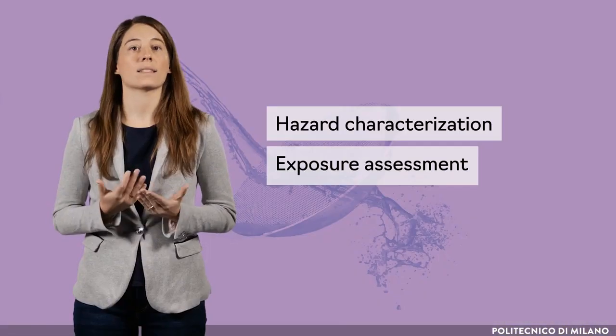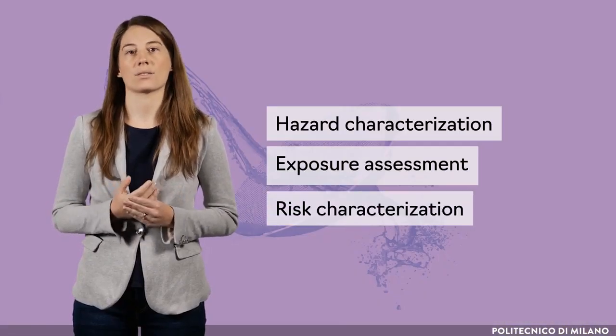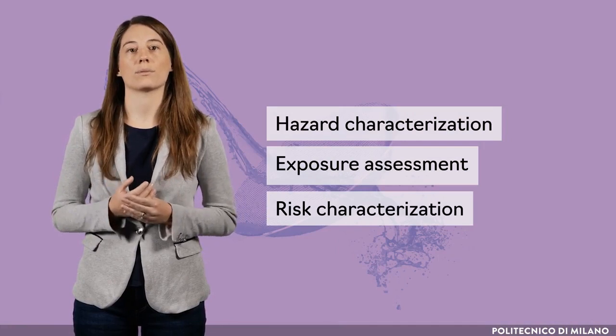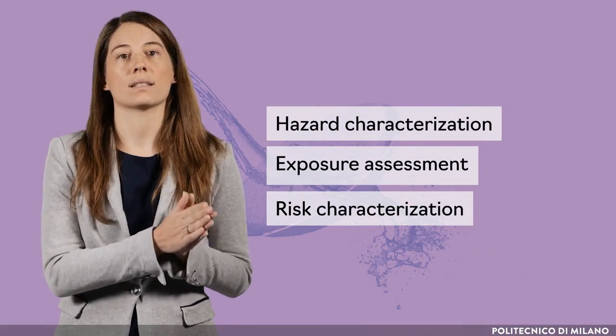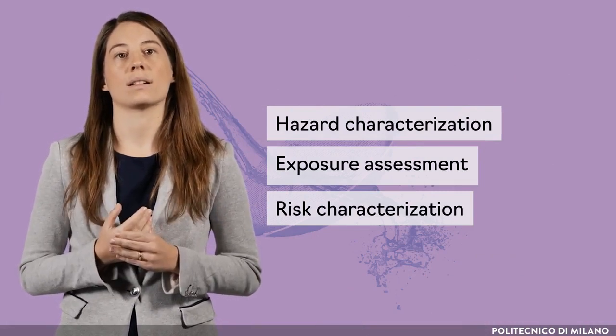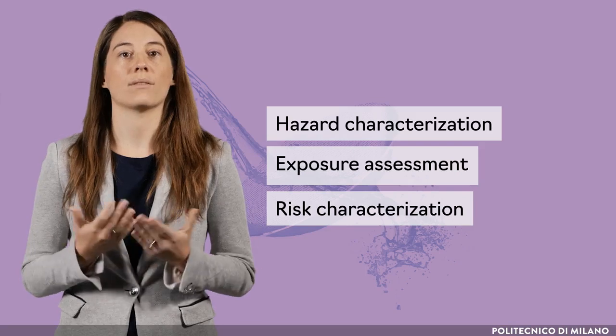The final step of the analysis is risk characterization, putting together all the information from the previous stages to estimate the actual risk by comparing the exposure levels to the acceptable ones given by the hazard characterization. And in case these levels are exceeded, possible mitigation measures are identified to reduce the risk to levels of no concern.